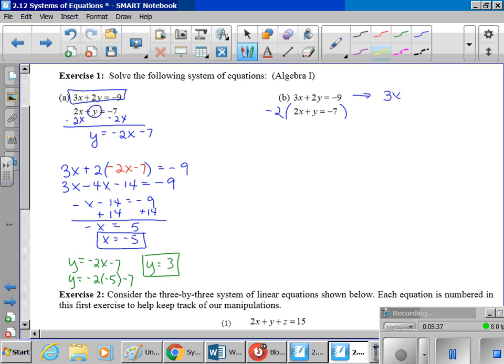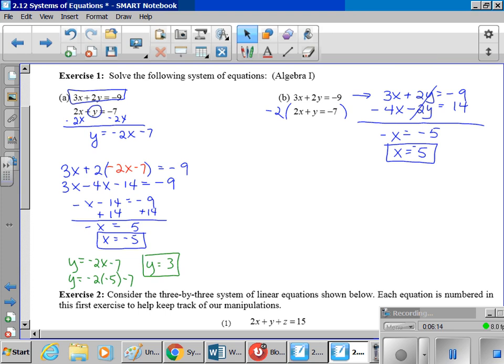So this stays the same, and this one becomes -4x minus 2y is equal to +14. So do you see what happens here now? In this case the y's cancel out and I get -x is equal to -5, and x is equal to 5. So notice these are the same problems. So here I have x equals 5, I'm sorry, -5. Here I have x equals -5, and then you're going to follow the same process.